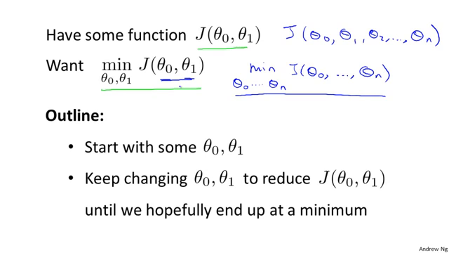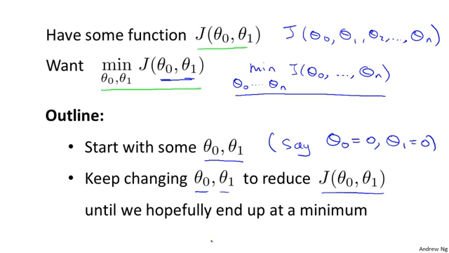Here's the idea for gradient descent. We're going to start off with some initial guesses for theta 0 and theta 1. It doesn't really matter what they are, but a common choice would be to set theta 0 to 0 and set theta 1 to 0. Just initialize them to 0. What we're going to do in gradient descent is keep changing theta 0 and theta 1 a little bit to try to reduce J of theta 0, theta 1 until hopefully we wind up at a minimum, or maybe at a local minimum.